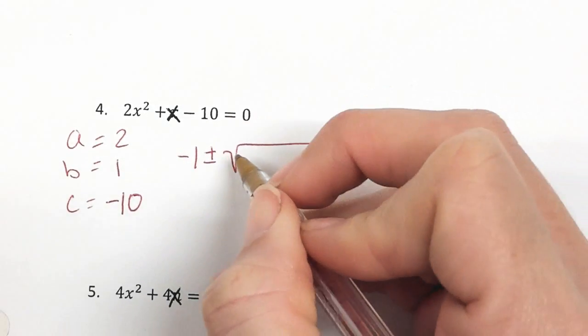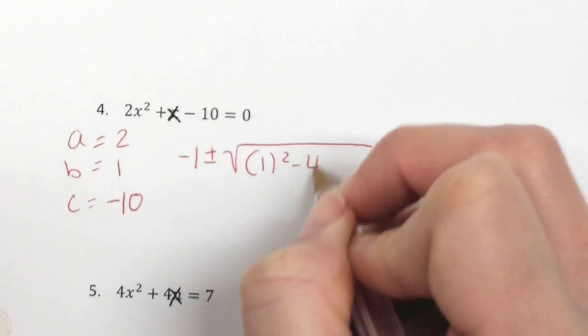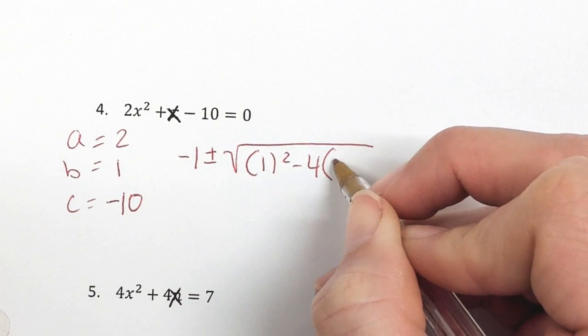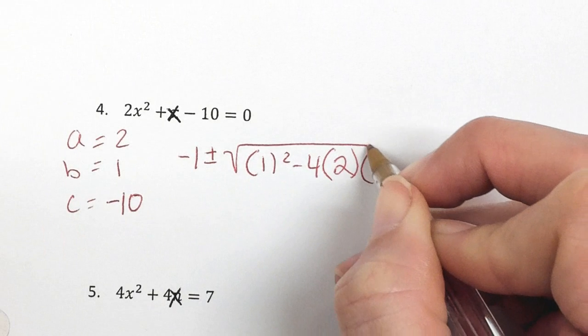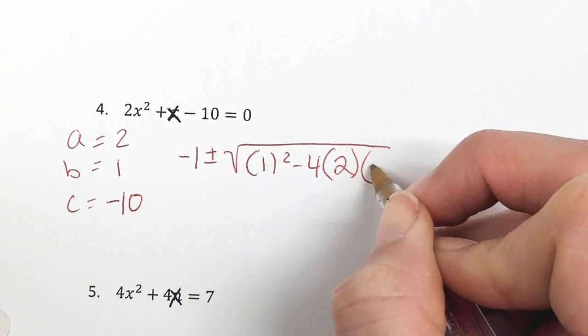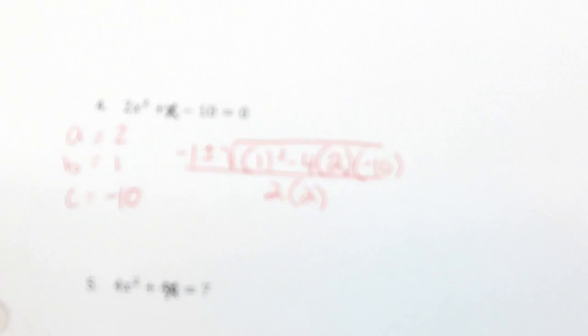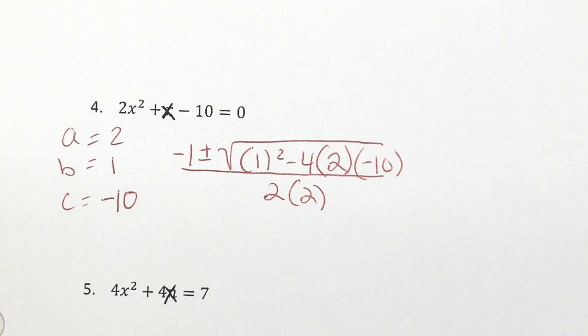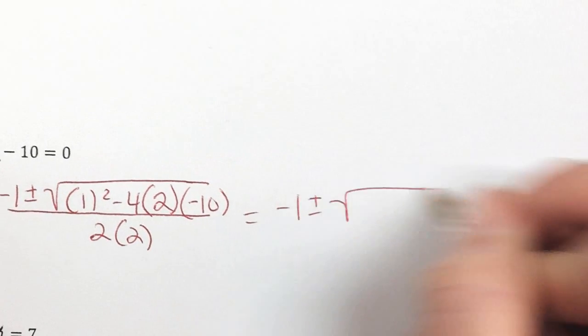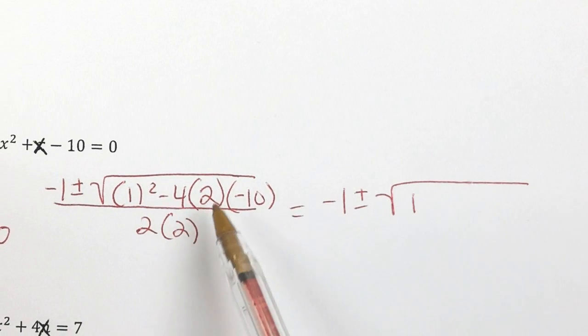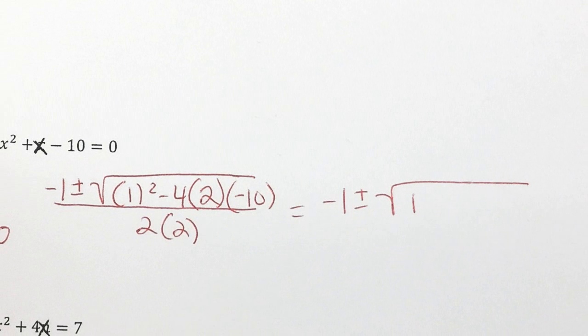of b squared, so 1 squared, minus 4 times, what's your A? 2. Times, what's C? Negative 10. Good, all over 2 times 2. Everybody good with that? Alright, so we have negative 1 plus or minus, what's 1 squared? 1. What would be negative 4 times 2 times negative 10? 80.